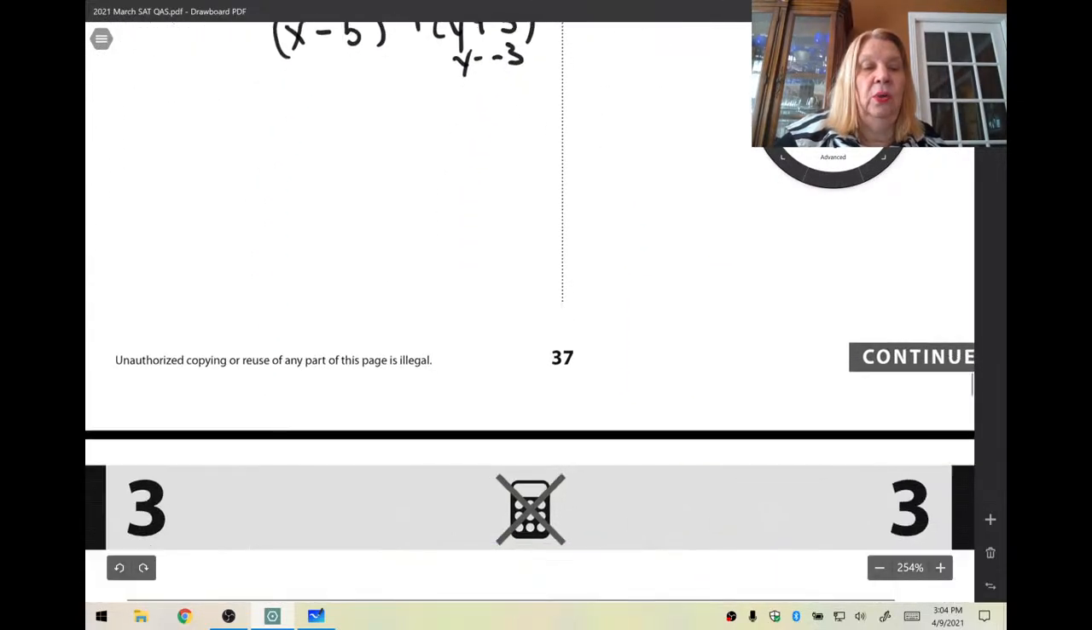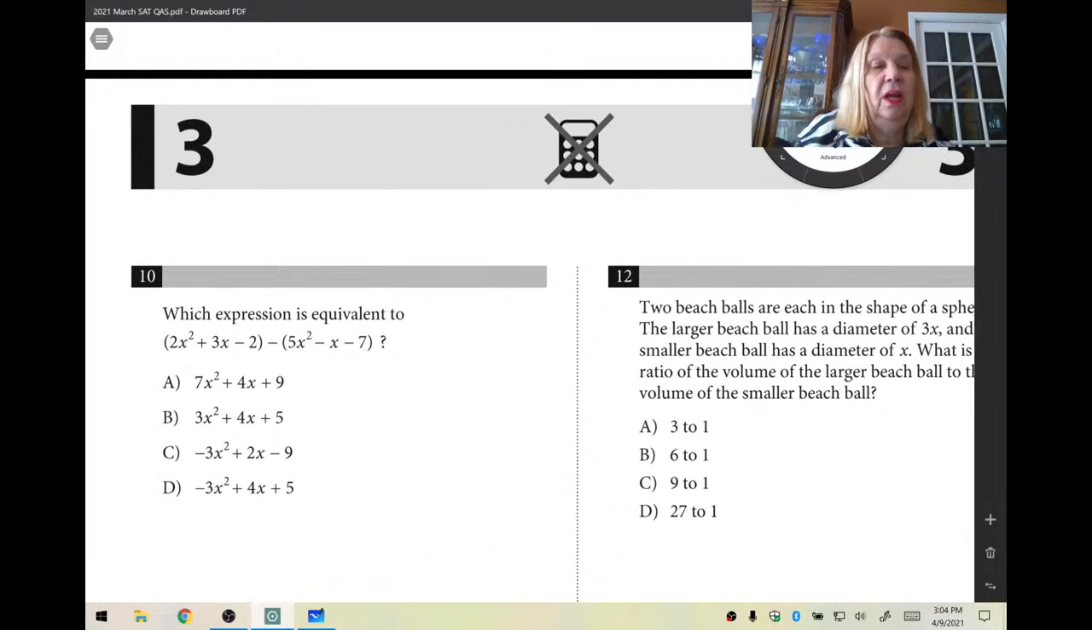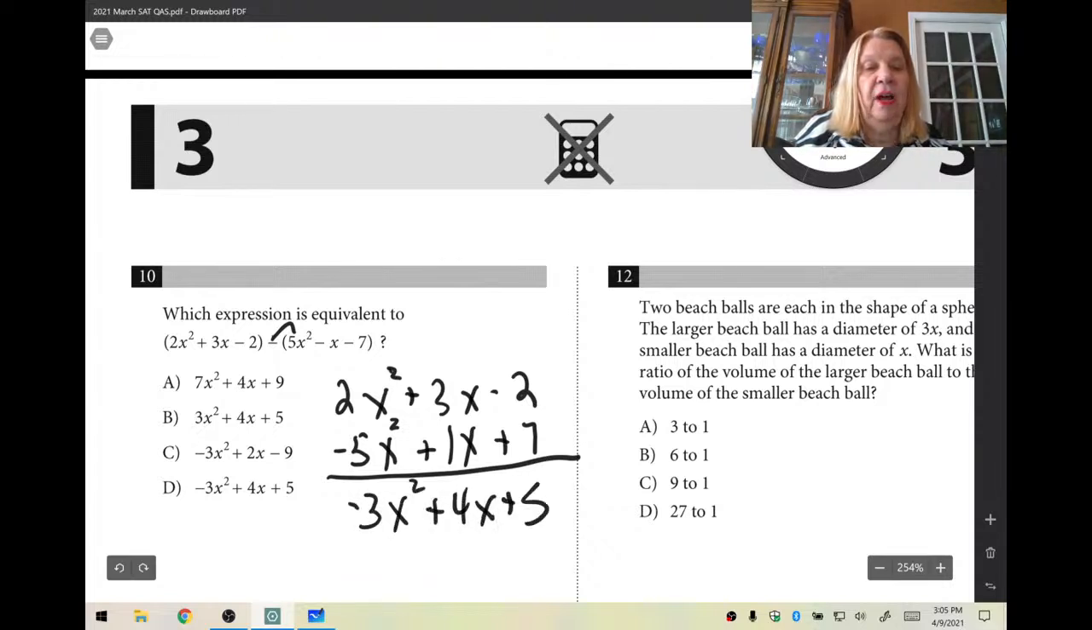Now we're going on to 11. We've done 10. Oh, 10, I'm sorry. So we did this in the polynomial lesson, which we haven't done yet in this class, but we'll be doing these. So we just have to distribute a -5. And I like to put these in a vertical form, plus x plus 7. And so that's going to give me minus 3x squared plus 4x plus 5, which looks a lot like D.